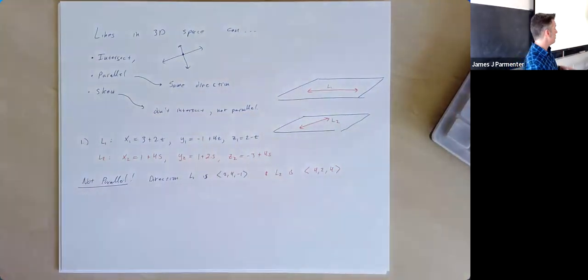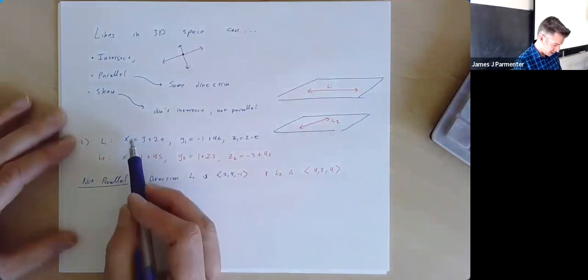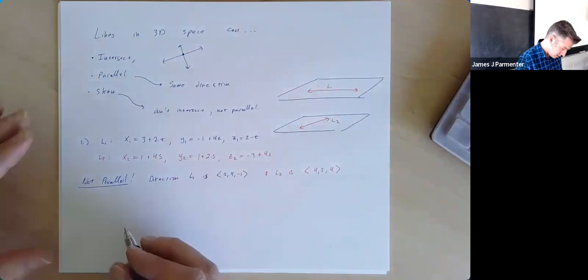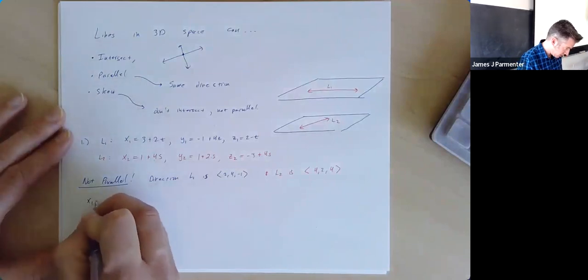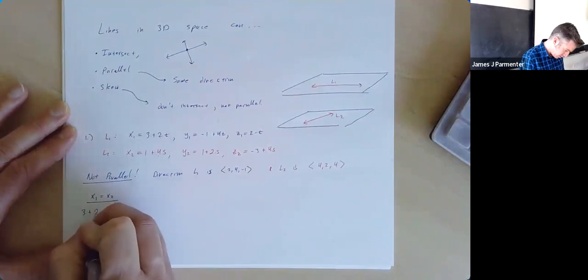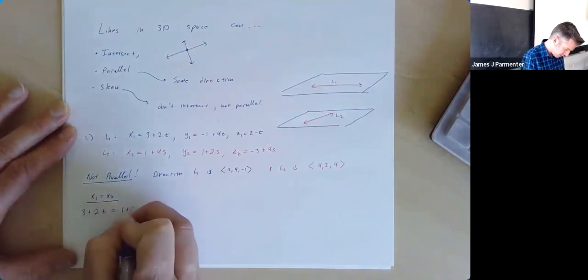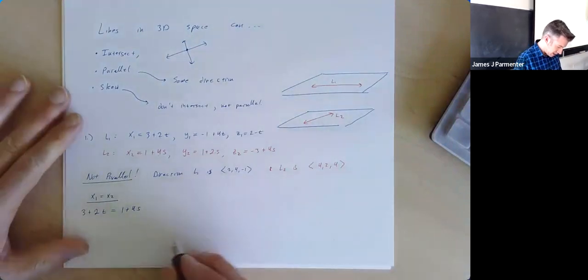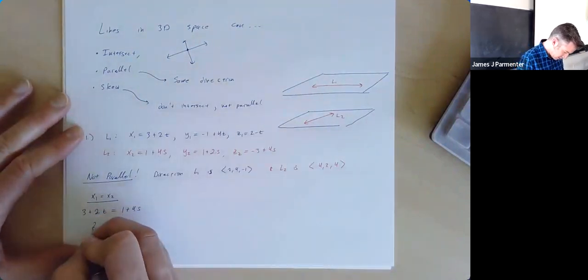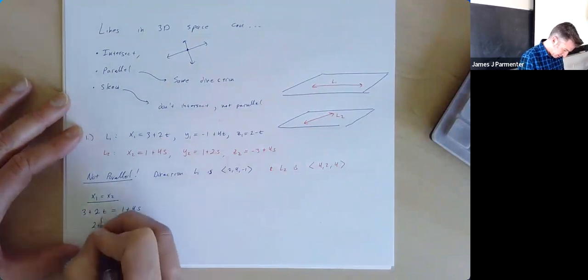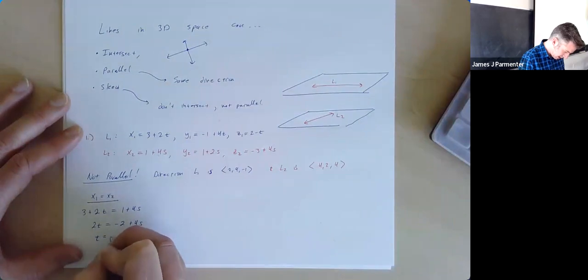So to see if they intersect, we start setting things equal to each other. First we're going to set the x's equal to each other and solve for t in terms of s or s in terms of t. So if we set x1 equal to x2, we get 3 plus 2t equal to 1 plus 4s. I don't know which is easier to solve for, probably t. So subtract 3, 2t equals -2 plus 4s, divided by 2, t equals -1 plus 2s.